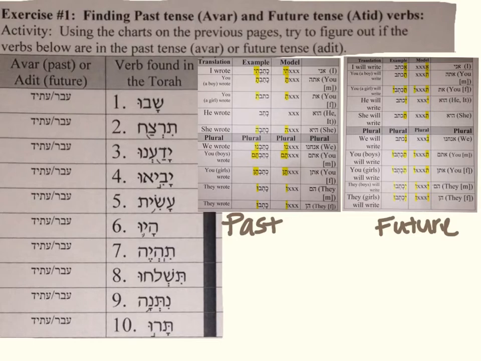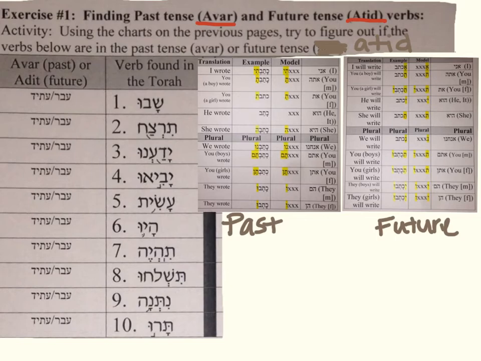Okay. The directions say, finding the past tense, or avar, and future tense, atid, verbs. So using the charts on the previous pages, which I pulled up here, try to figure out if the verbs below are either in the past tense, avar, or in the future tense, atid. And just to point out, there's a little typo here. It is atid and not adit. So we'll do the first one together. The point is going to be figuring out if it's the past tense or the future tense, and then circling either avar or atid in this column right here.